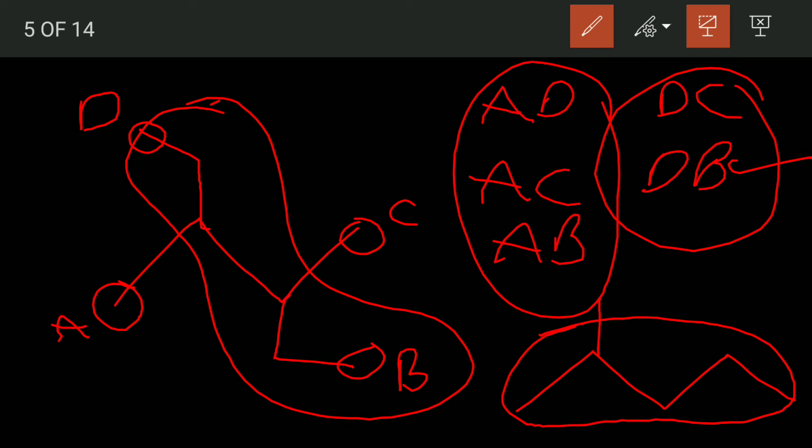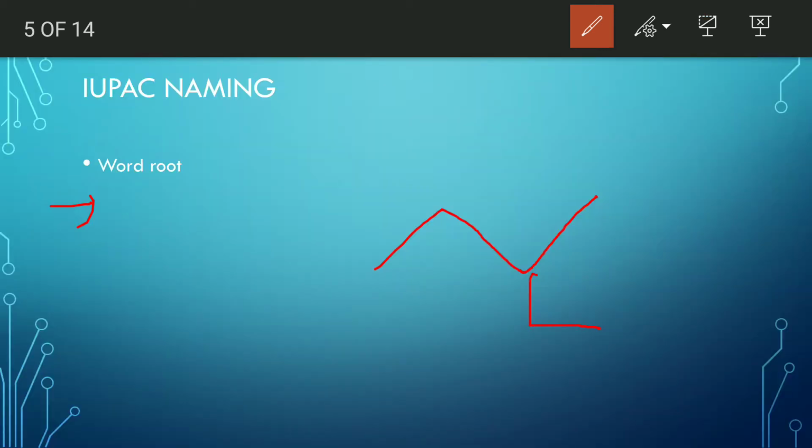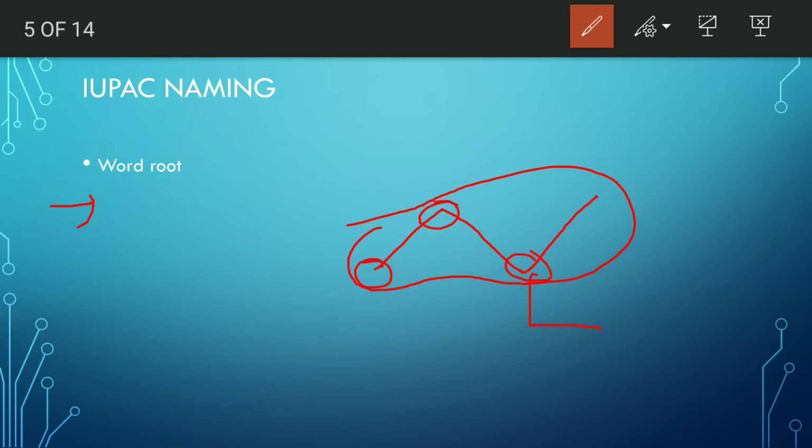So what is a word root? A word root tells us the number of carbons present in a parent chain. So here, as this is the parent chain, tell me how many carbons are present in this parent chain. I have 1, 2, 3, 4.